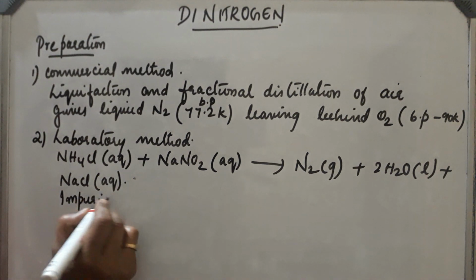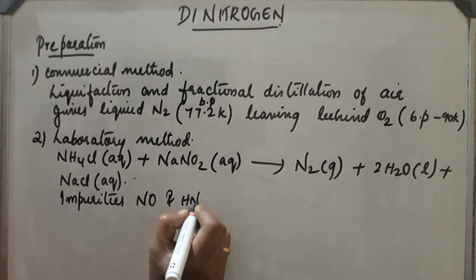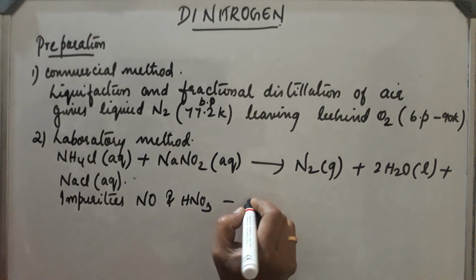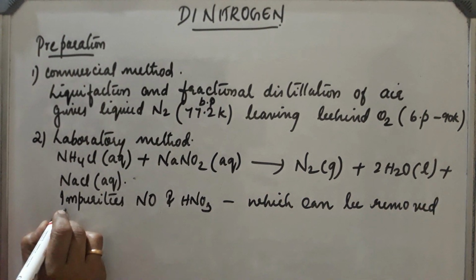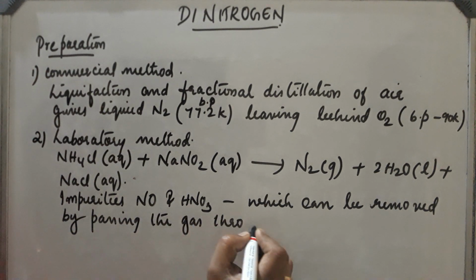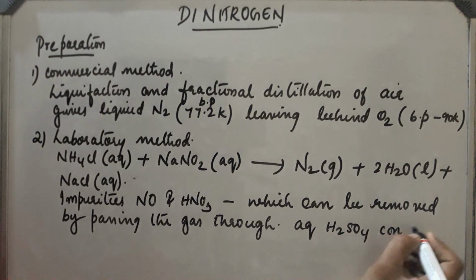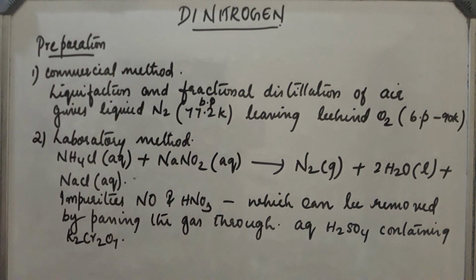The impurities are NO, that is nitrogen oxide, and HNO3, nitric acid. These can be removed by passing the gas through aqueous sulfuric acid, H2SO4, containing K2Cr2O7, that is potassium dichromate. This is the laboratory method.